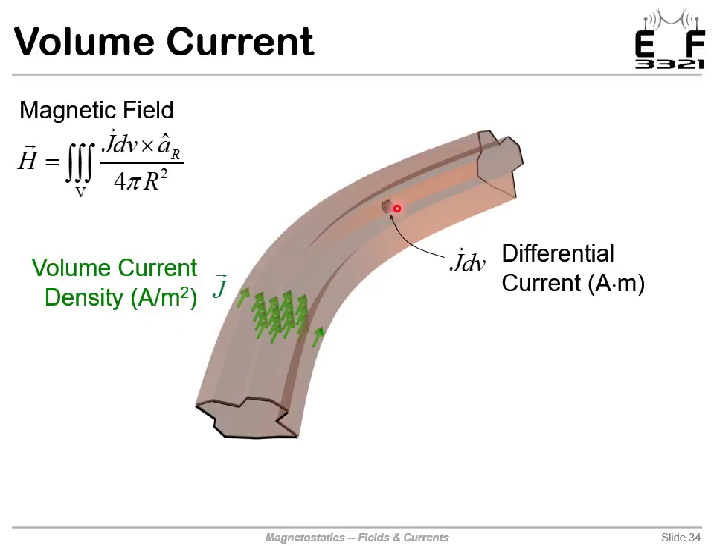So if we look at a little differential current element, that is our current density times our differential volume. So amps per meter squared for the current density times meters cubed gives us amp meters as the units for this little differential current element. That's the same units that our differential current element had for surface currents and the same units we had for our differential current for a line current. And so our equation to calculate the total magnetic field is a volume integral with the volume form of the Biot-Savart law.